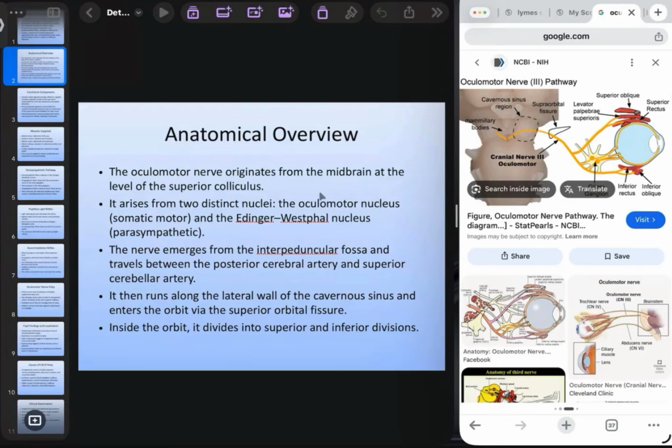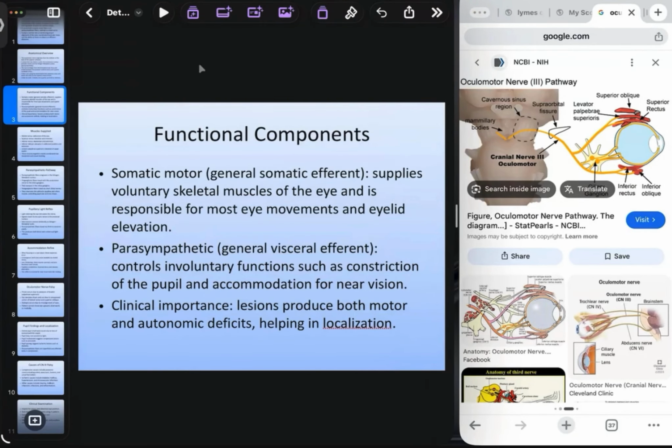Can someone else read this for me? I can read. All right, go ahead. Somatic motor, general somatic efferent, supplies voluntary skeletal muscles of the eye and is responsible for most eye movements and eyelid elevation. Parasympathetic, general visceral efferent, controls involuntary functions such as constriction of the pupil and accommodation for near vision. Clinical importance: lesions produce both motor and autonomic deficits, helping in localization.